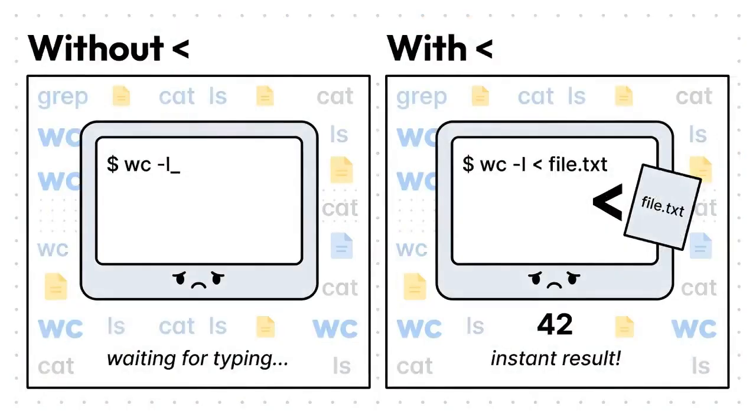Here is a real example. wc space -l less than file.txt counts the lines in file.txt. Without the less than, wc would wait forever for you to type. With the less than, the shell pipes file.txt straight into wc stdin, and wc prints the line count immediately.